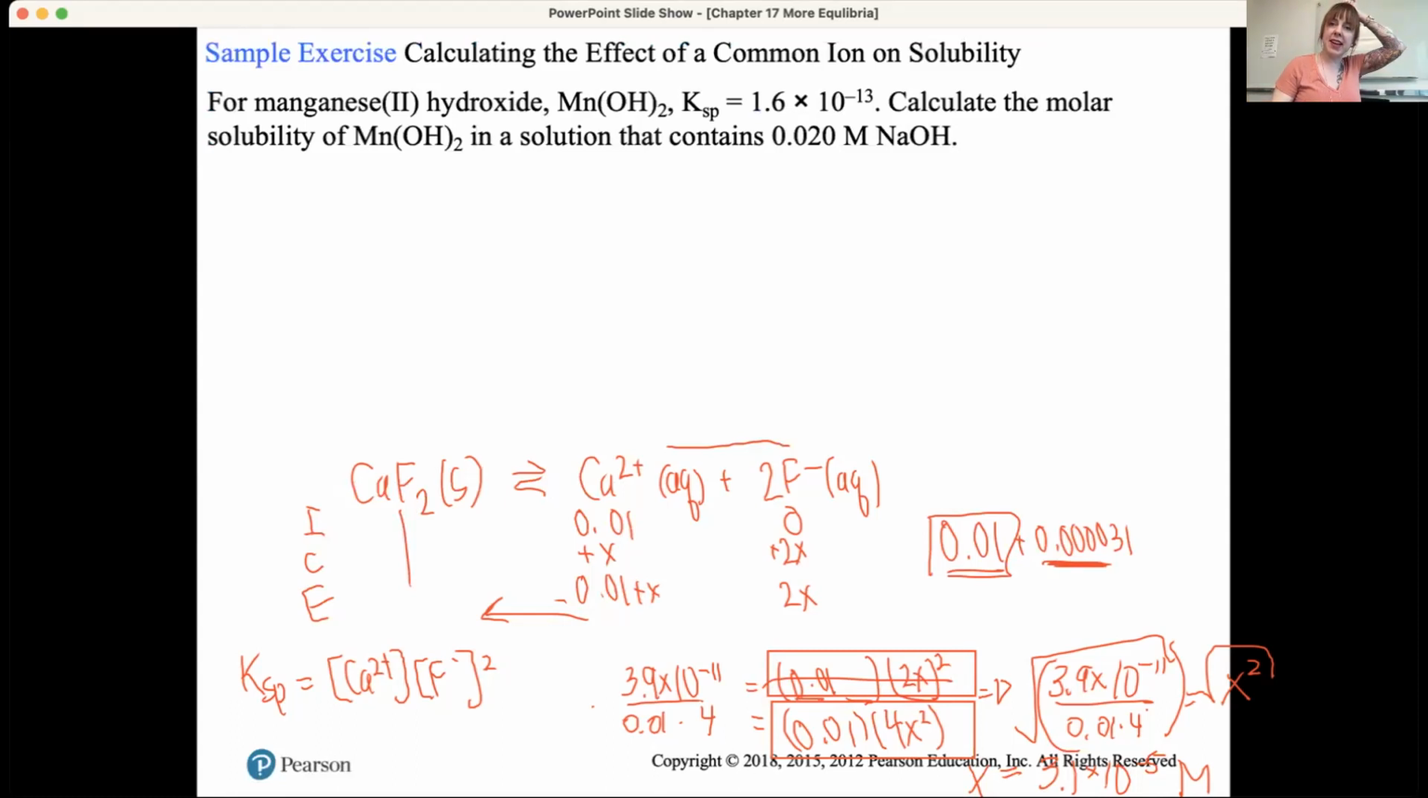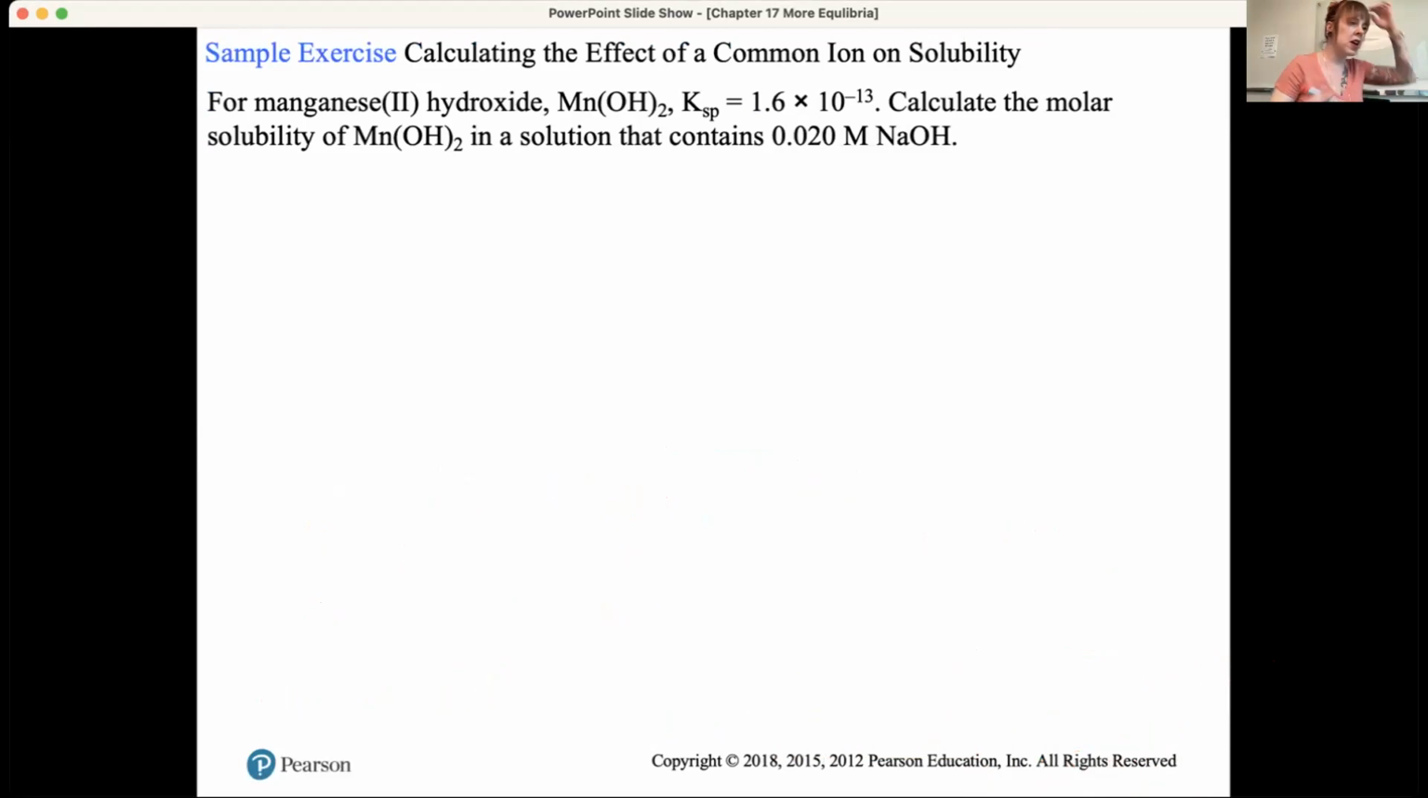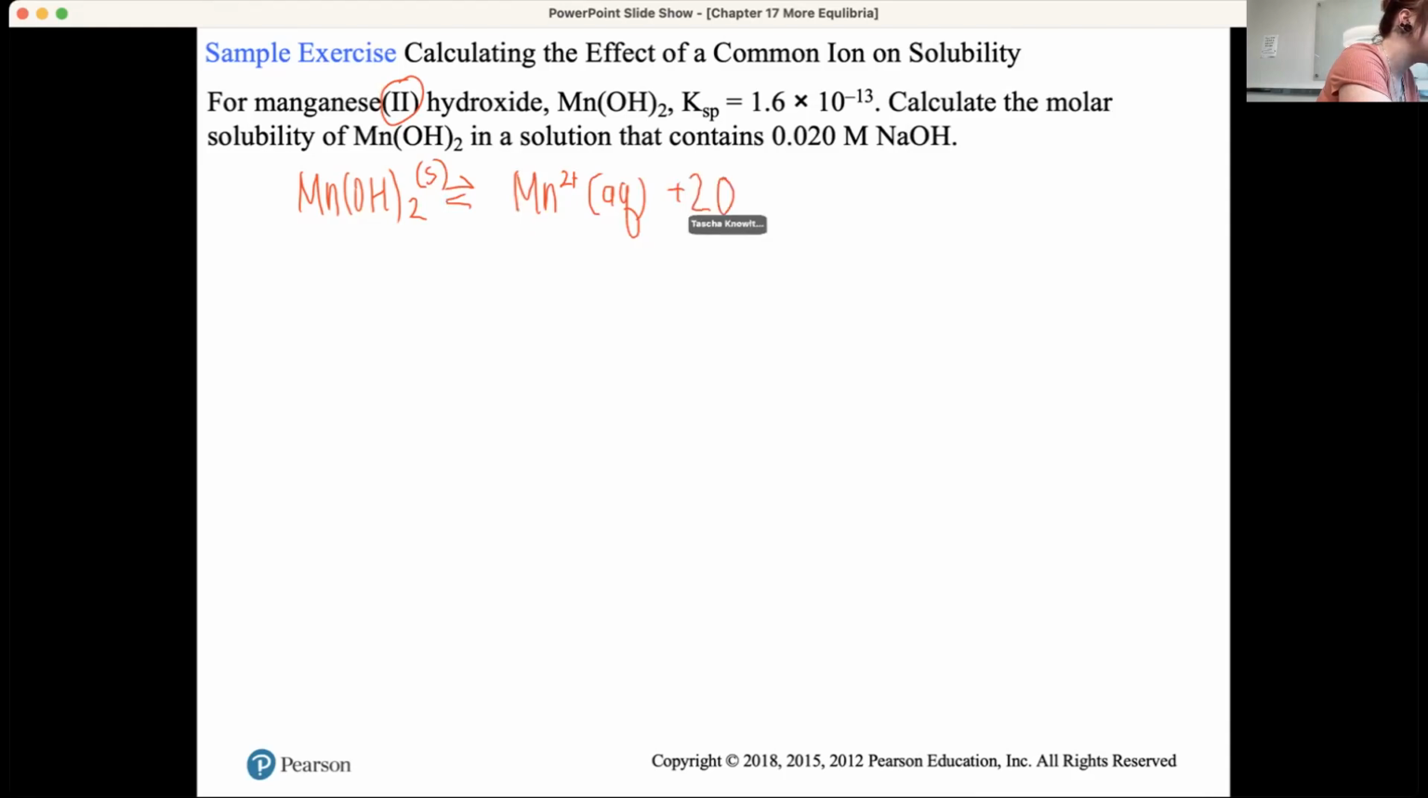Let's do manganese 2 hydroxide together. We're going to calculate the molar solubility of manganese 2 hydroxide, and it contains 0.02 molar sodium hydroxide. So who's my common ion here? Hydroxide. Okay, so let's dissociate manganese hydroxide. So I'm going to have manganese 2. Here it tells you the charge is +2, by the way, if you're a transition metal, +2 hydroxides.